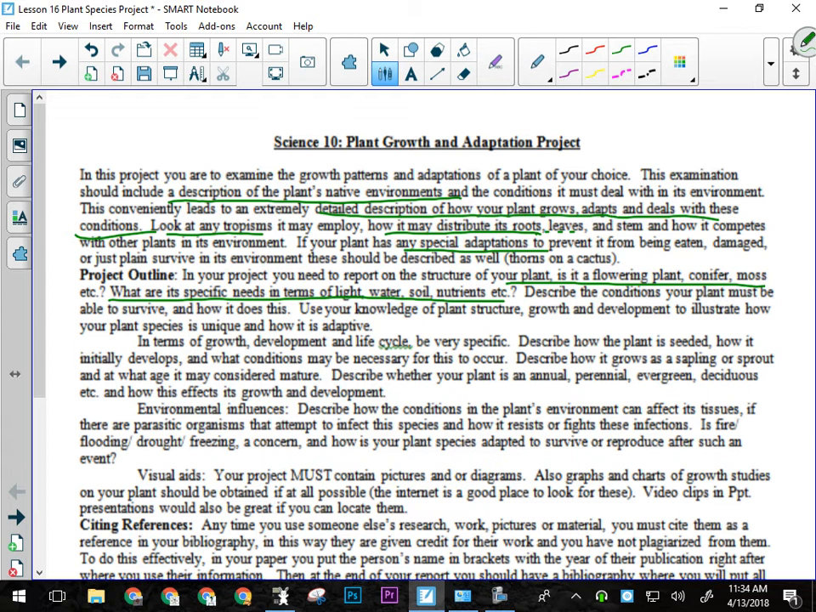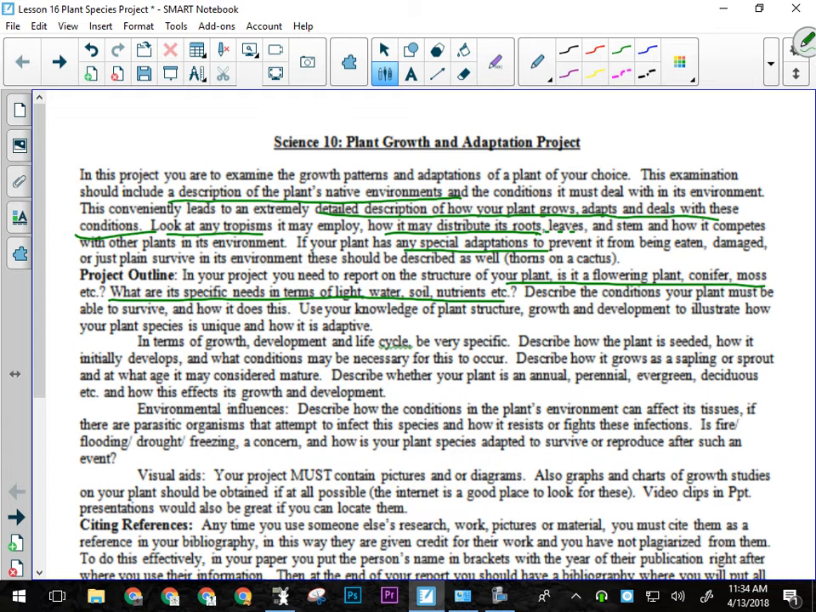So describe how it's seeded, and what conditions may be necessary. Describe its growth. Is it slow growing or quick growing? If we're talking about a giant redwood, then obviously that's a slow growth cycle. If we're talking about a dandelion, it's a matter of weeks and it's gone from a sprout to mature and seeded itself and died.